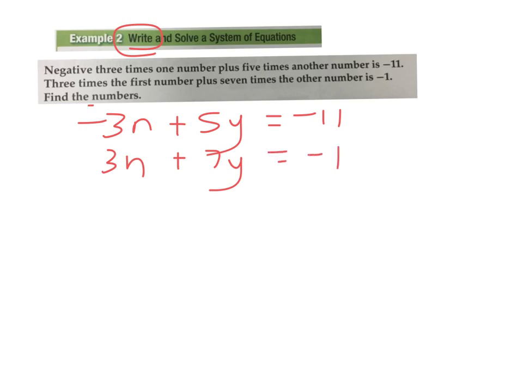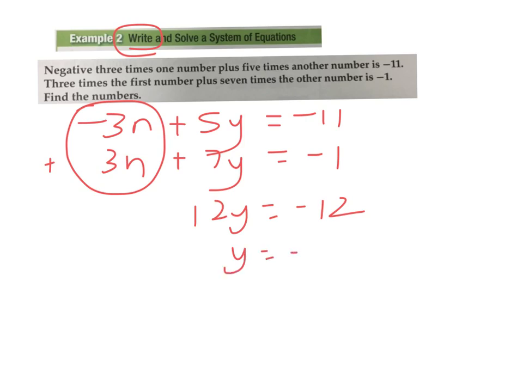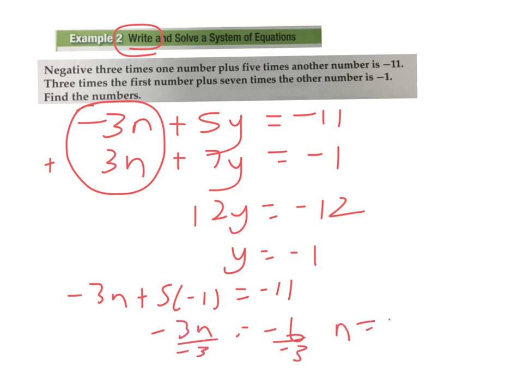By doing this, once again, I've created a problem where I have opposite signs. So if I add, I get 0 for this part, and I get 12y equals negative 12. And if I divide by 12, I get y equals negative 1. Now I substitute this back into either equation. So I'll just substitute back in the first one. Negative 3n plus 5 times negative 1 equals negative 11. Negative 5, and if I add it to the other side, this will be a negative 6. Divide by negative 3, n equals 2. So my answers are negative 1 and 2.